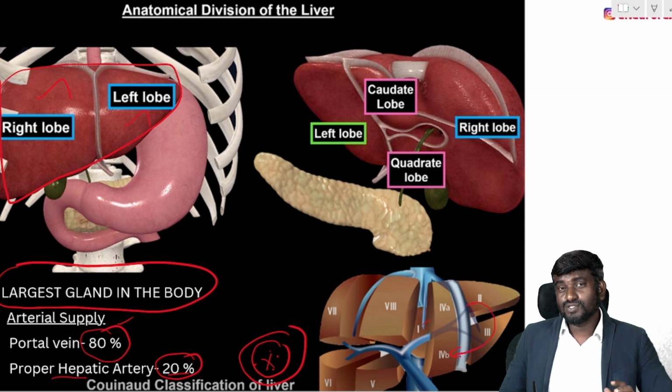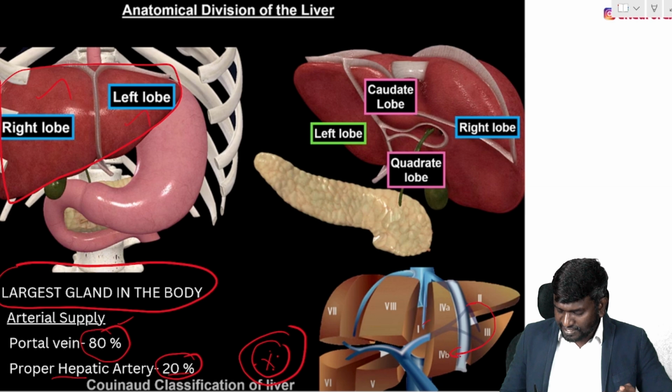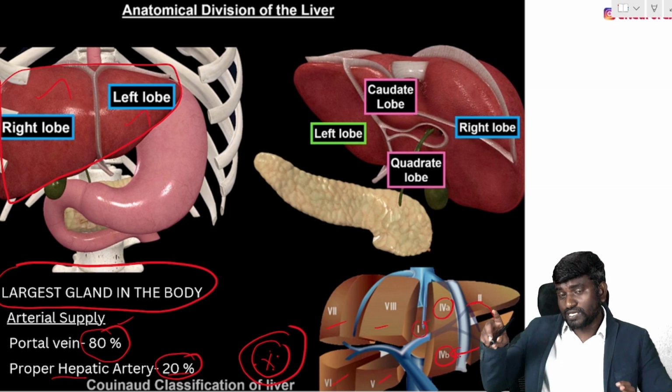Clockwise. Just like in school days, first standard, second standard, third standard, fourth standard. Just imagine in fourth standard, your class is divided into 4A group and B group. Similarly, right after segment 1, there is going to be segment 4A and 4B. And then we have 2, 3, 4A, 4B, 5, 6, 7, and 8. It goes clockwise.